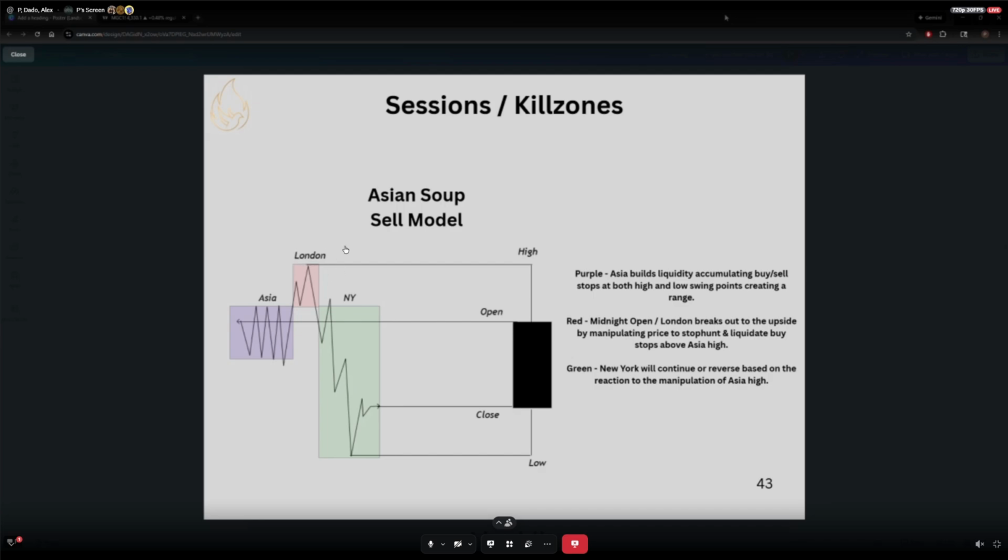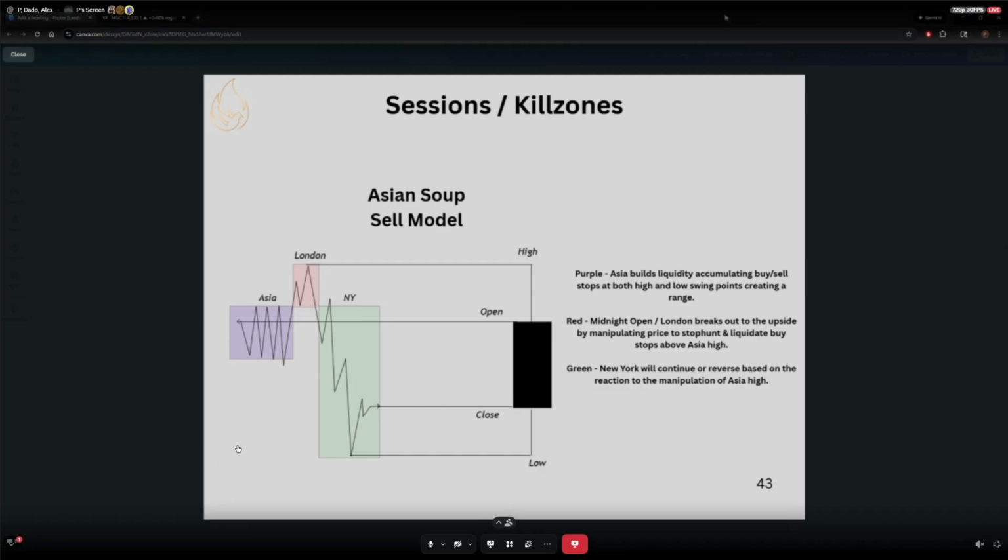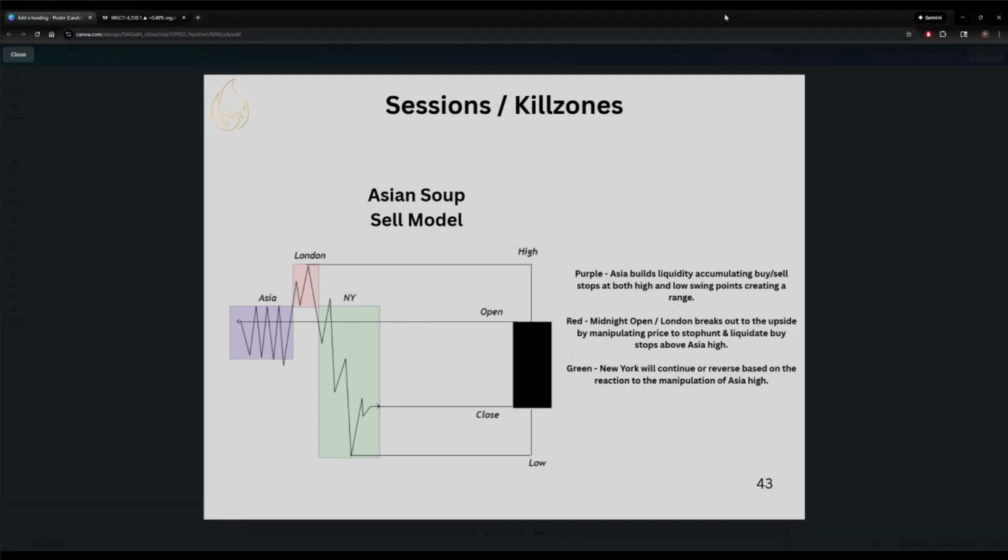we expect New York to be a continuation. That means New York will continue down away from London. But which high and which low are we focused on? It would be a higher time frame context, like maybe there's a previous daily low.